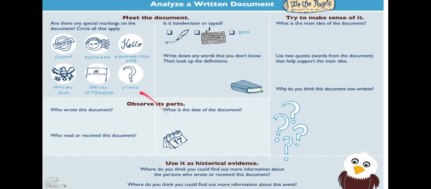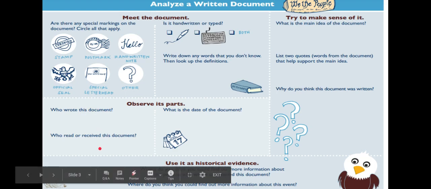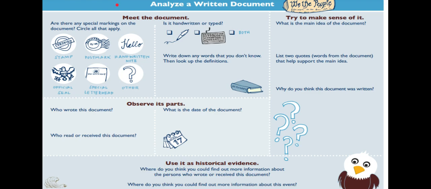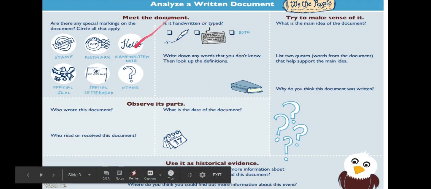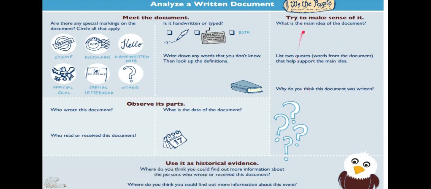Then you're going to want to observe it, okay? So, who wrote the document? Who read or received this document? And what is the date of the document? So, whenever you look at a document, a historical primary source, you want to be asking yourself these questions when you analyze it. You also want to try to make sense of it.